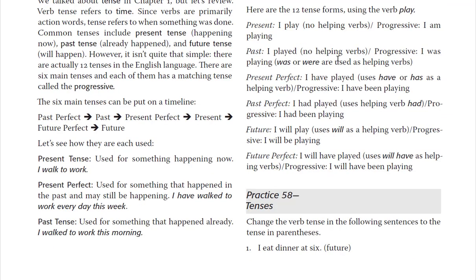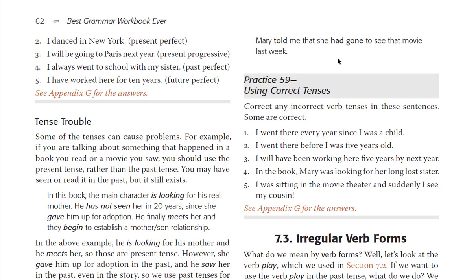Change the verb tense in the following sentences to the tense in parentheses. I eat dinner at 6. I will eat dinner. I danced in New York. I have danced in New York. I will be going to Paris next year. I had gone to school with my sister. I will have worked here for 10 years. So those are the answers.